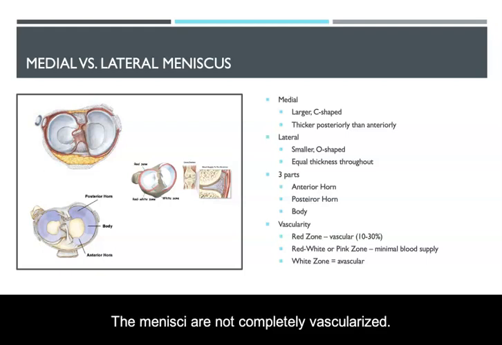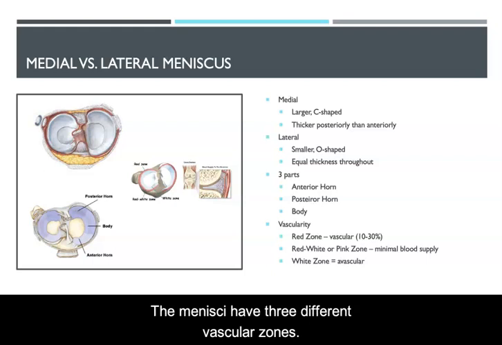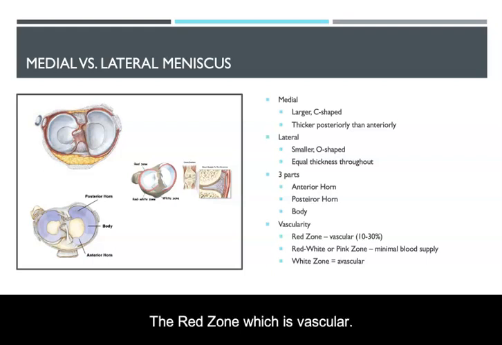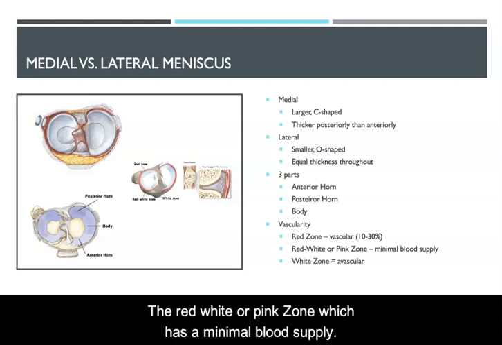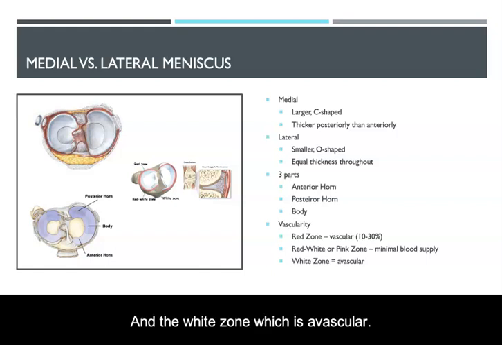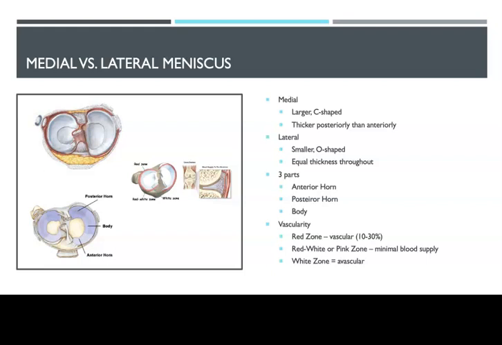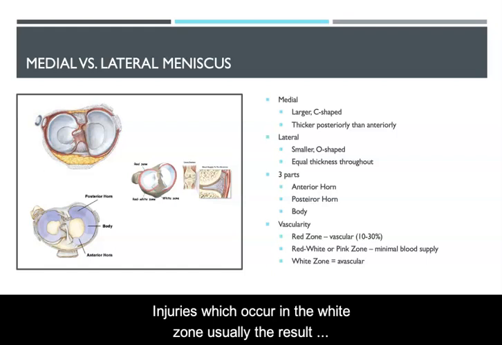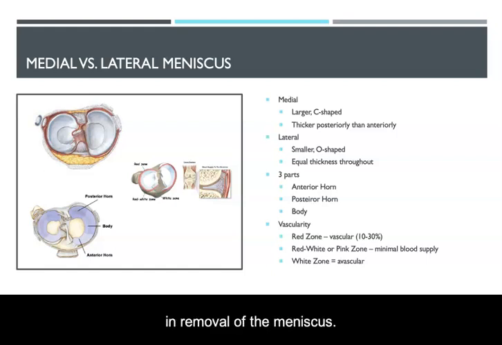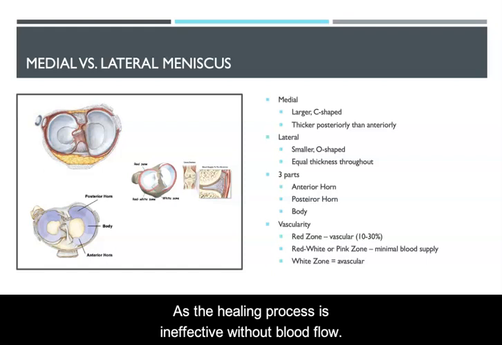The menisci are not completely vascularized. The menisci have 3 different vascular zones: the red zone, which is vascular, 10 to 30%; the red-white or pink zone, which has minimal blood supply; and the white zone, which is avascular. Only injuries which occur in the red zone have a chance of healing. Injuries which occur in the white zone usually result in removal of the menisci, as the healing process is ineffective without blood flow.